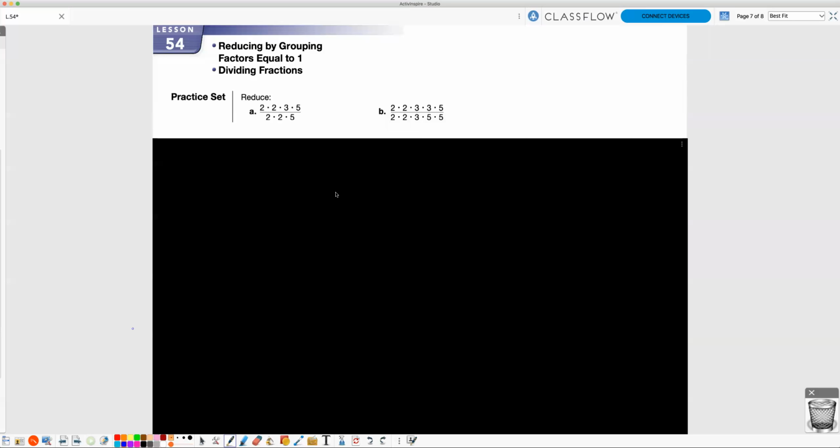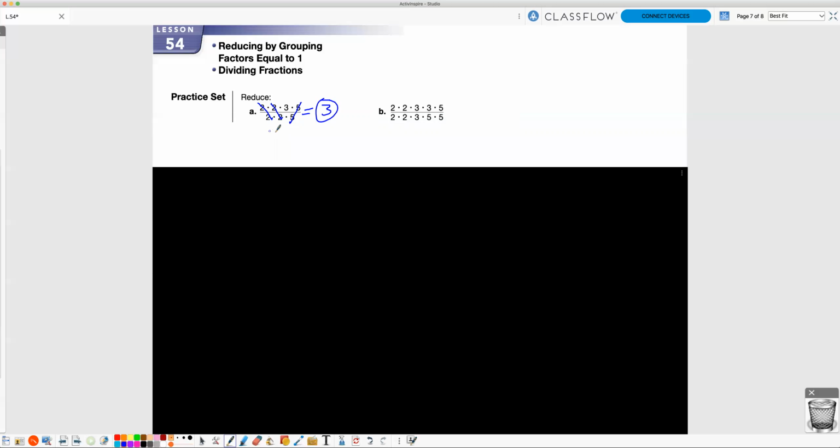All right, let's try this one. Letter A, reducing by grouping factors equal to 1. Do letter A for us now. So if I'm going to do this, I see that these cancel each other out. This would be 1, 1, and 1. And 1 times 1 times 1 times 3 equals 3. The answer would be 3.